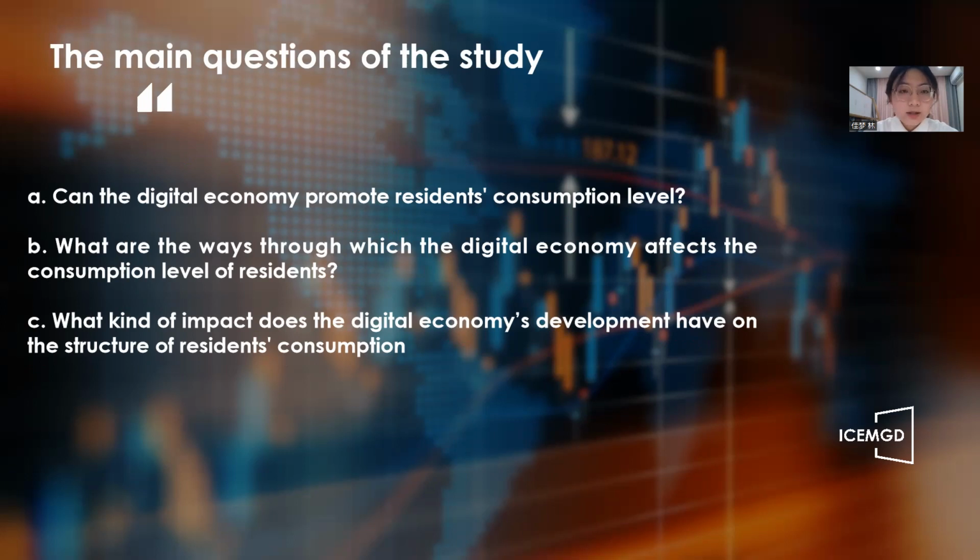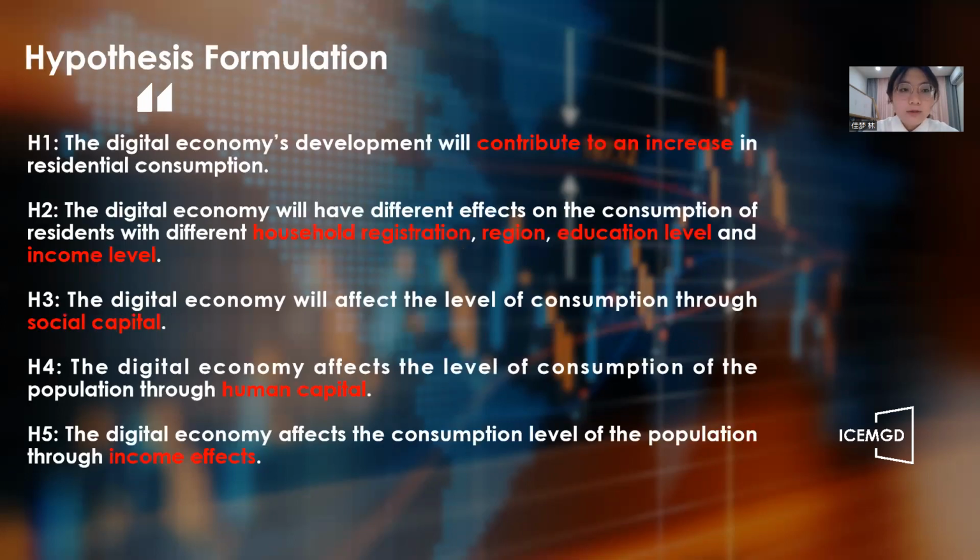Based on the previous literature, we give our hypothesis. The first one is the digital economy's development will contribute to an increase in residential consumption. The next one is the digital economy will have different effects on the consumption of residents with different household registration, region, educational level, and income level. Also, in this paper, we examine 3 ways of how the digital economy affects the level of consumption. Here's our conclusion. We find 3 ways, which are social capital, human capital, and income effect.